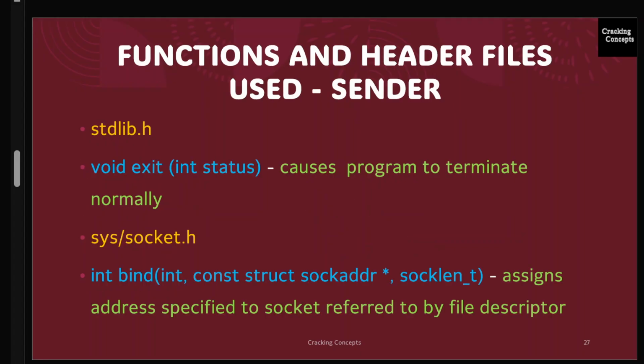Now we look into the functions and header files that are used for the program done as sender. The stdlib.h will be used, and the function exit inside it will cause a normal program termination, with the status code 0. Then we have included another header file called sys/socket.h. From it we are using the function bind. What bind does is assign the address specified to the socket referred to by this file descriptor.